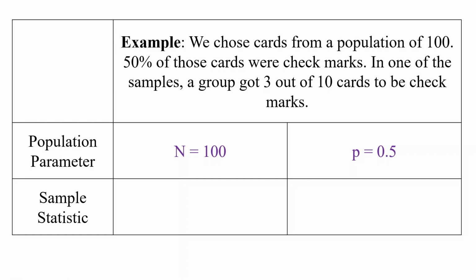What numbers are our statistics? Well, lowercase n, we took a sample of 10 cards from our population, so that's going to be 10, and p hat is going to be 0.3. So p hat always describes a proportion. We got 3 cards to be check marks, but whenever we describe a proportion, we want to make it into a decimal. So p hat we got from taking 3 out of 10. Okay, so 0.3 is going to be p hat, our sample proportion.